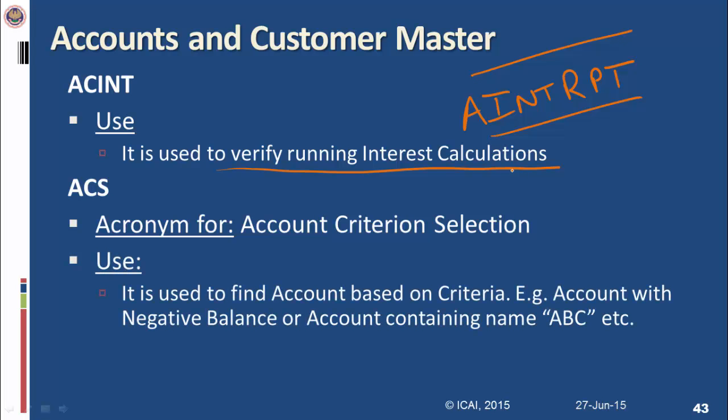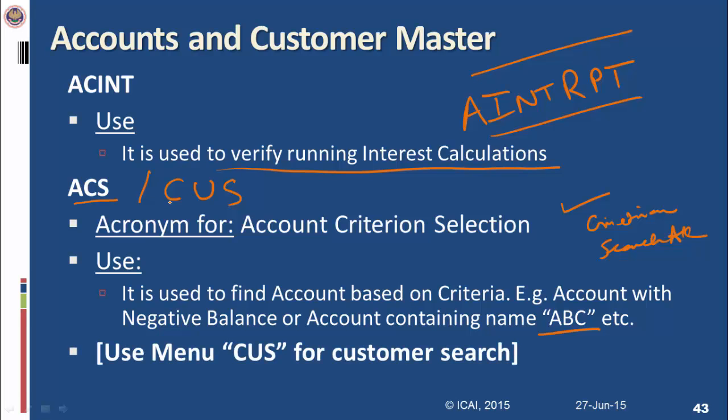ACS, account criterion selection, again a beautiful and very good command, which will give us the criteria to search an account. Criteria can be a name search, or it can be a debit balance in a savings bank account or current account, right? So we can use the ACS command. Now, a second command like this one, if a person wants to check or search for a customer, is called CUS. It works in the same fashion as ACS, right?